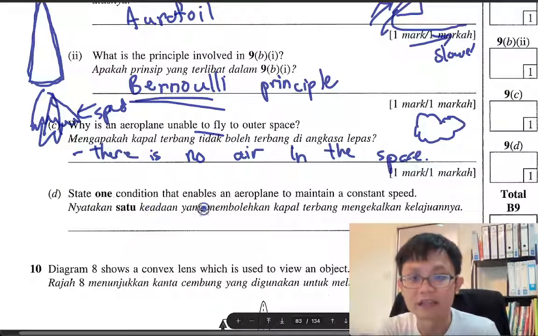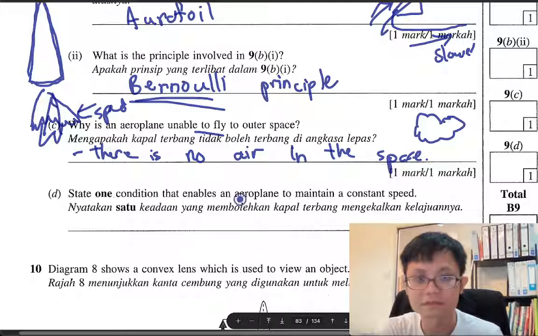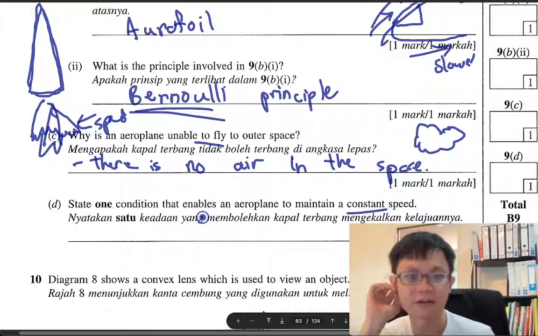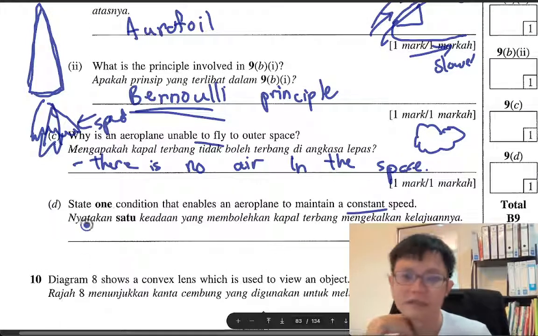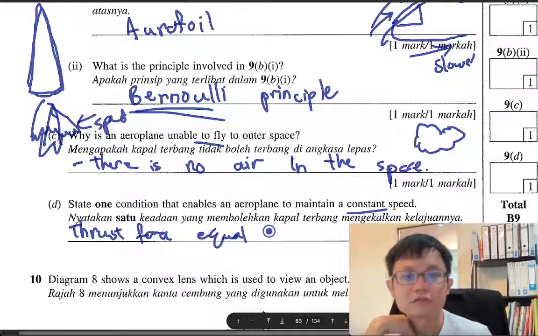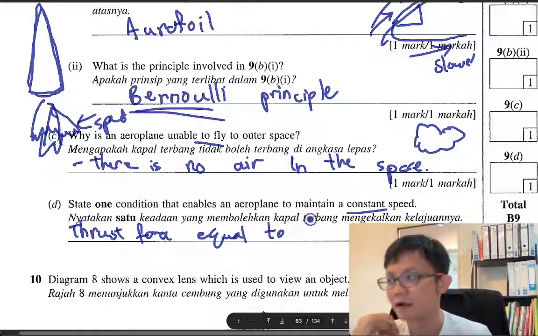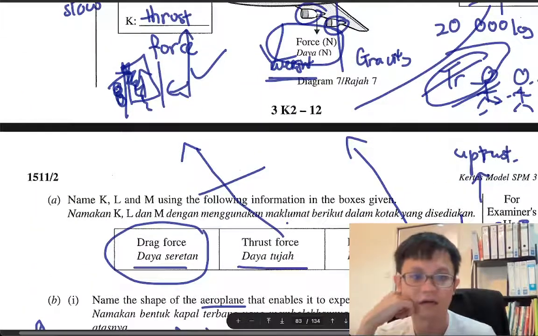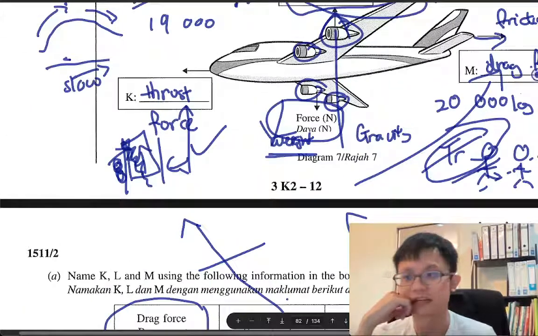State one condition that enables an aeroplane to maintain a constant speed. One condition, to maintain constant speed. So the thrust force is equal to what? Thrust force equals drag force. Sometimes they put drag force here, or what is this called? Drag force. Yeah, drag force.